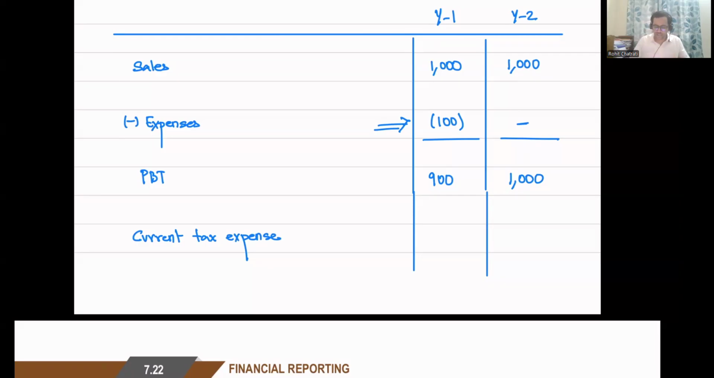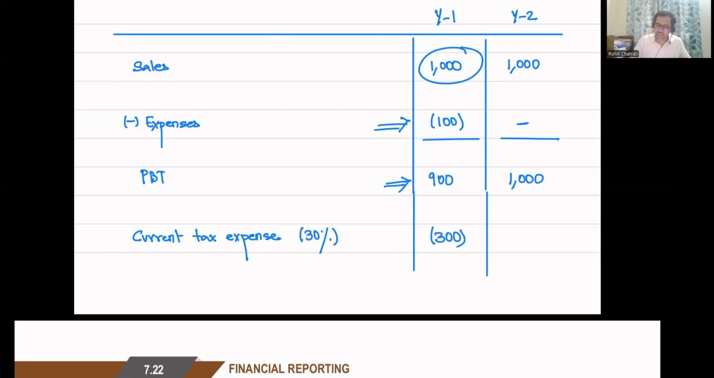Therefore, in the first year, I should not be paying tax on 900, but I would be required to pay a tax on 1000 rupees. I'm not going to get a deduction of 100 in the first year. Therefore, I have to pay tax on the 1000 rupees. And therefore, my current tax expense for the first year, assuming a tax rate of 30 percent, would be 300.